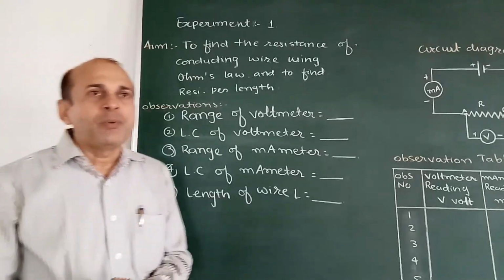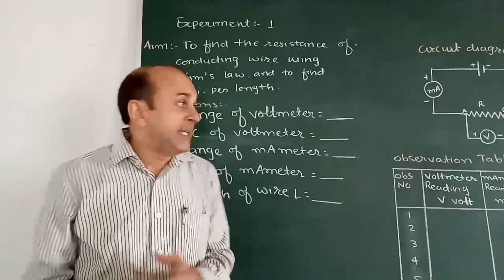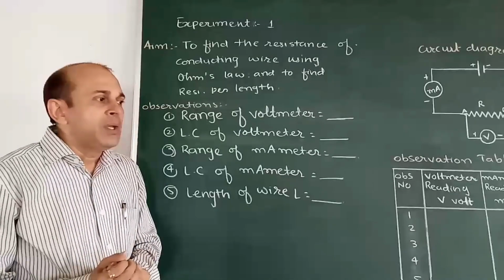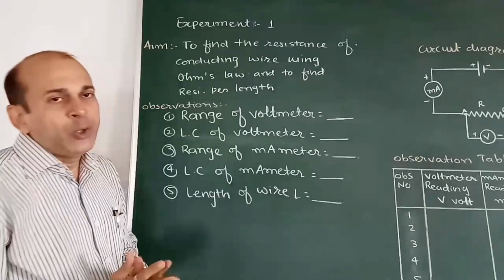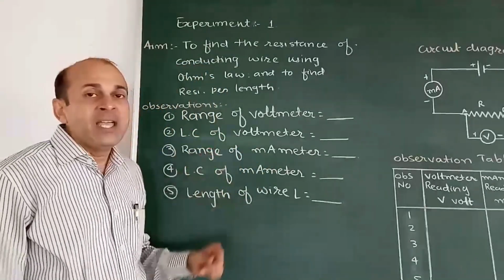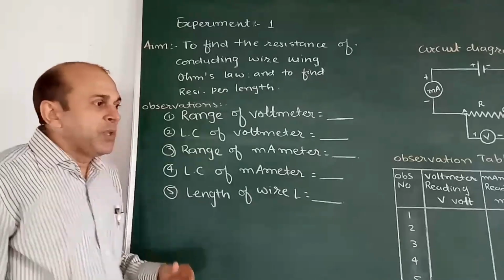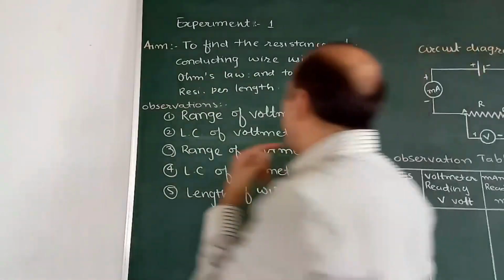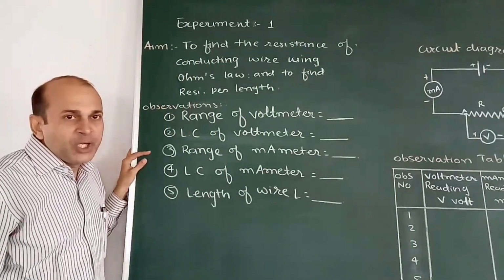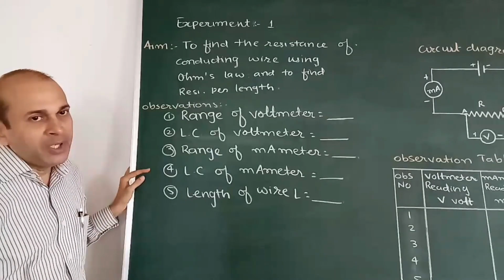So first, let me note down some readings or observations. First is the range of the voltmeter. As I explained earlier in the introduction lecture, you have to find two things for any meter. First is the range, and second is the least count of the meter. So we have the range of the voltmeter, least count of the voltmeter, range of the current meter, least count of the current meter, and length of the wire.